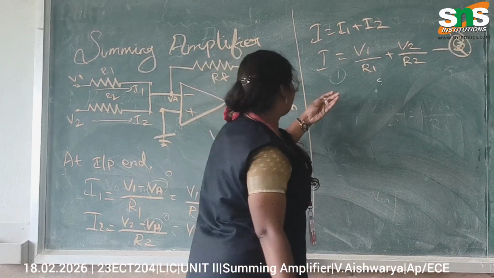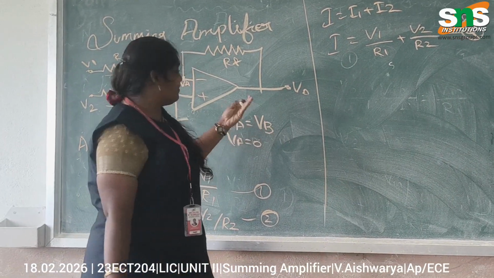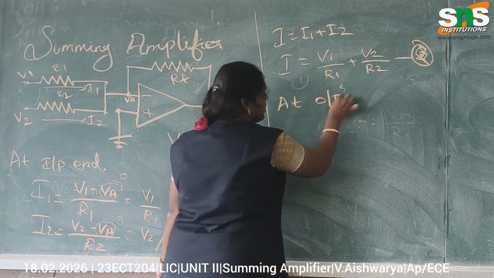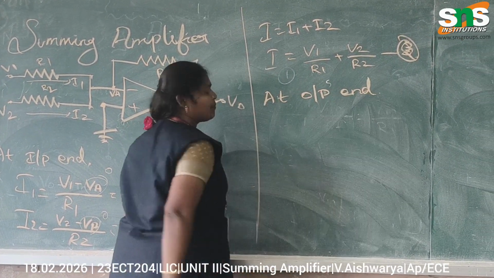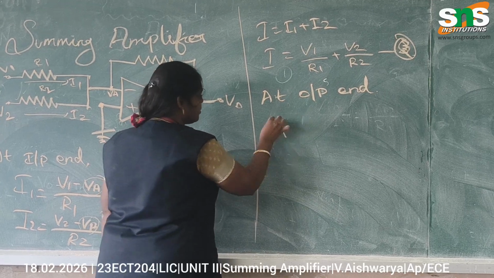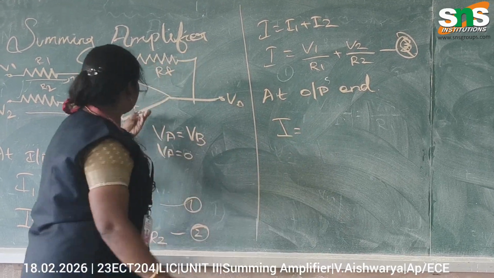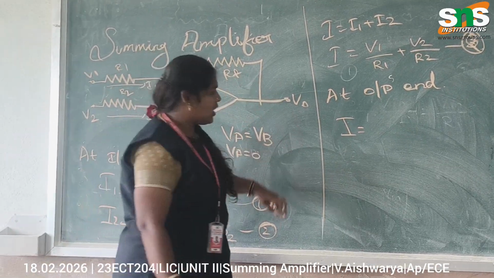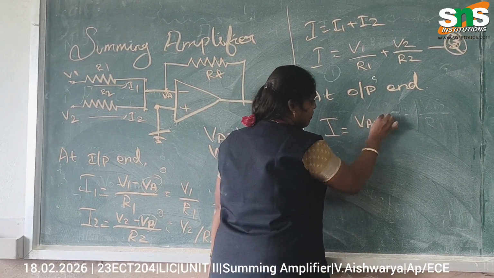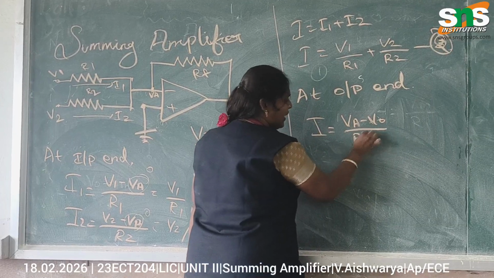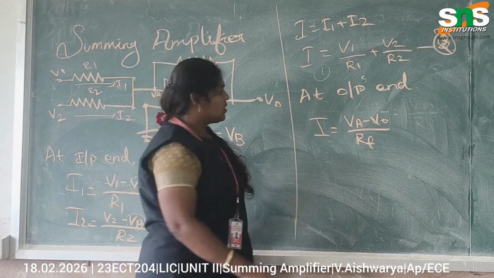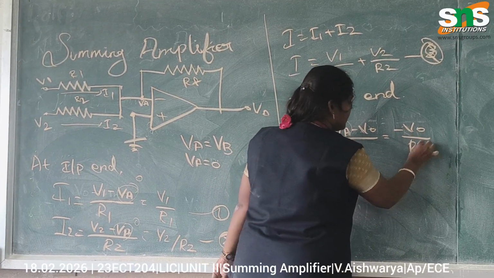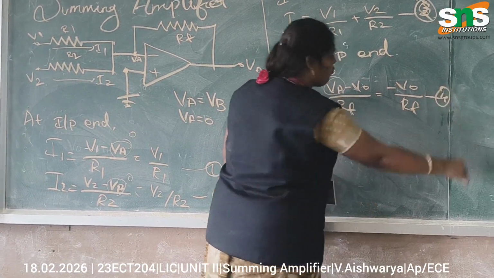Next, we have to find the current value at the output end. I equals the current flowing from VA to V0 through this RF, so VA minus V0 by RF. Now VA is 0, so it is minus V0 by RF. This is our equation 4.